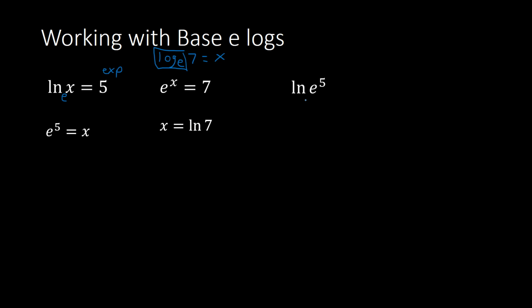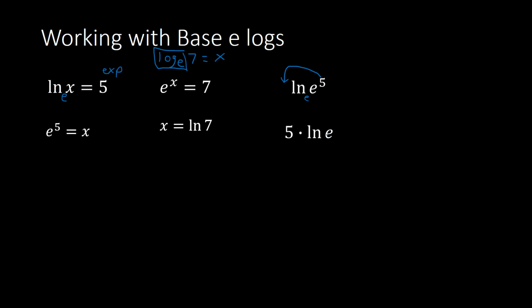Here we have natural log of e to the 5th power. And remember, once again, with a natural log, the base is an assumed e. So here we have a base of e, and this is e, and this 5 is the exponent. Well, two ways to think of this. First way is I can bring the exponent out in front, where now I have 5 times the natural log of e.